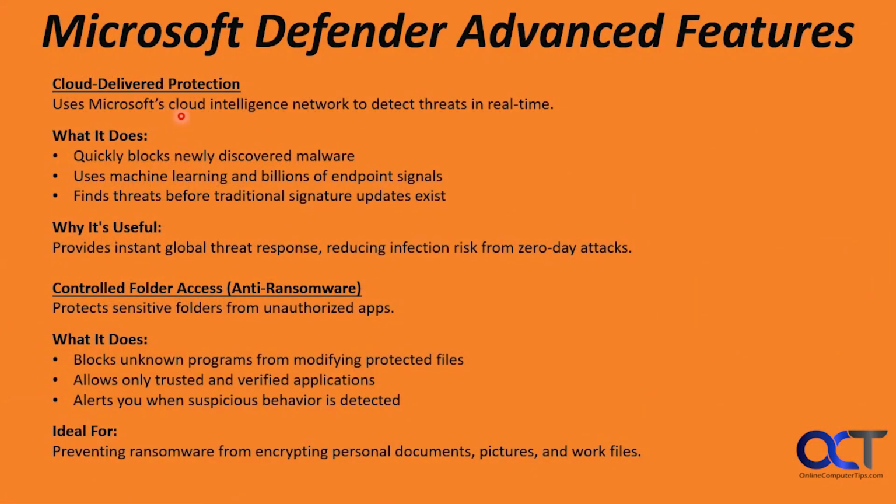All right, so there's cloud delivered protection, which uses Microsoft's cloud intelligence network to detect threats in real time. So this will block newly discovered malware. It uses machine learning and billions of endpoint signals, and it finds threats before traditional signature updates exist. So this is useful to provide instant global threat response and reduce infection from zero-day attacks.